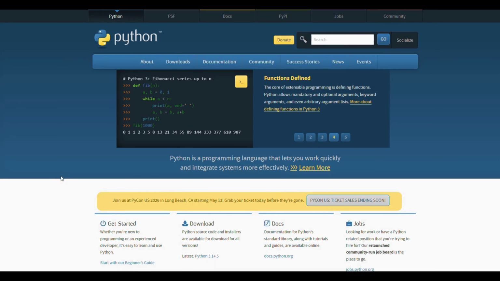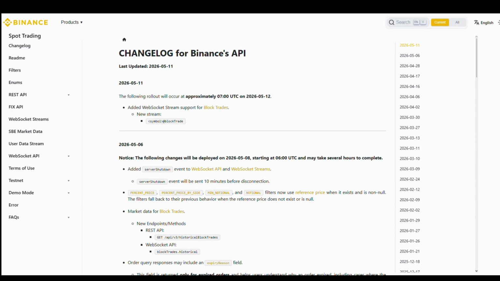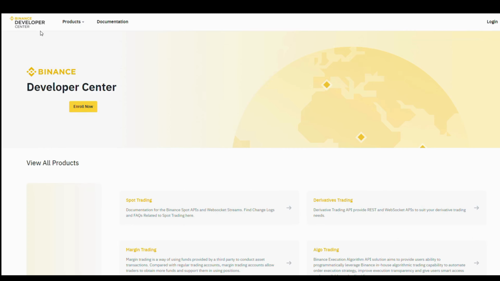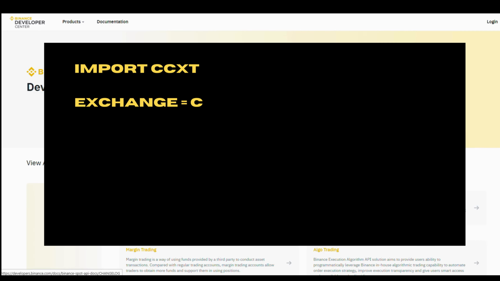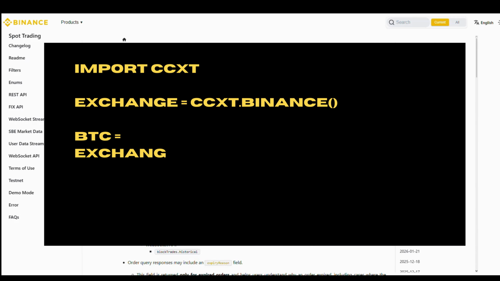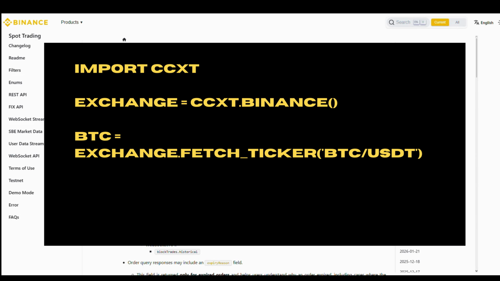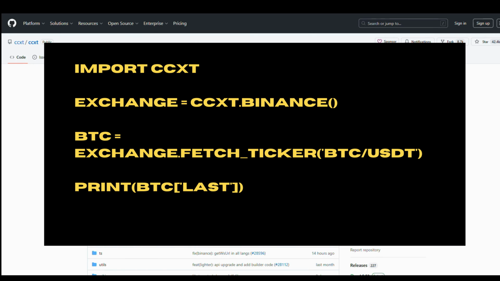Most real crypto trading bots are built using Python, exchange APIs, and market data. The most popular beginner setup is Binance API plus Python. Your bot can download prices, analyze charts, send alerts, and place trades automatically. This tiny script already connects to Binance and downloads the Bitcoin price. That's the beginning of a real trading bot.